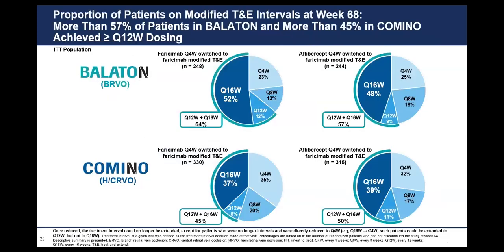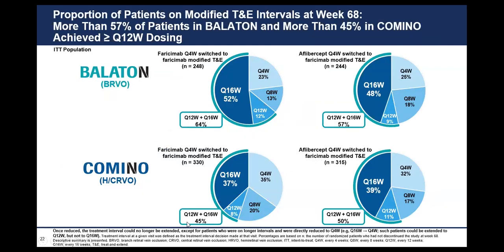And just to summarize the many pie charts here, on the Balaton side, faricimab Q4 being given every 4 weeks, then switched to faricimab on the treat and extend, as opposed to aflibercept Q4, then switch to faricimab. 64% of patients managed to be moved to being injected every 3 months or every 4 months. On the aflibercept, it was 57. Remember, they started off with aflibercept and switched to faricimab.